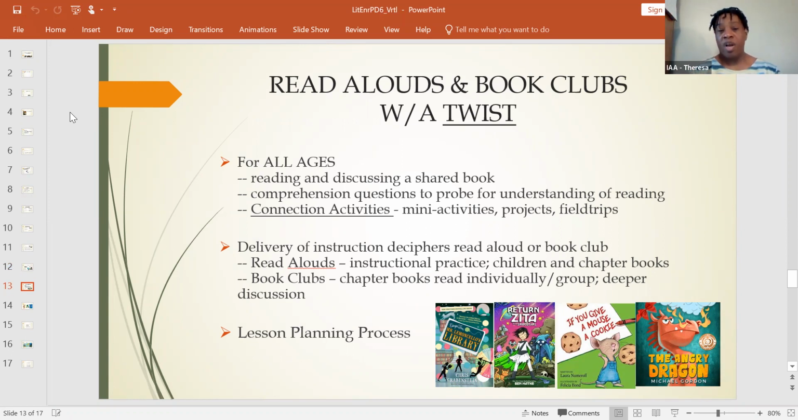So read alouds and book clubs are for all ages. Everybody likes to be read to. Everybody likes to do book clubs. What they are is just reading and discussing a shared book.